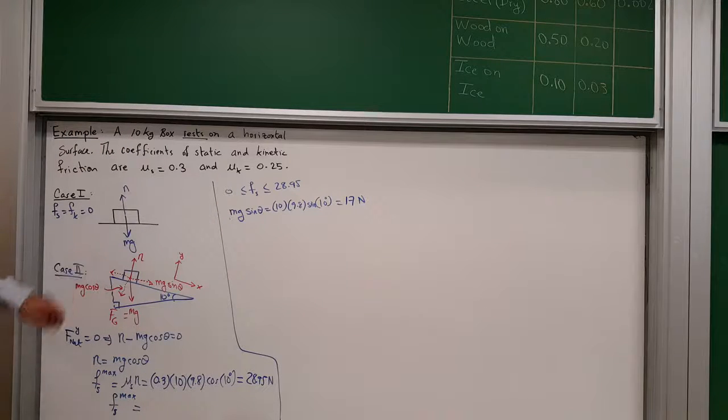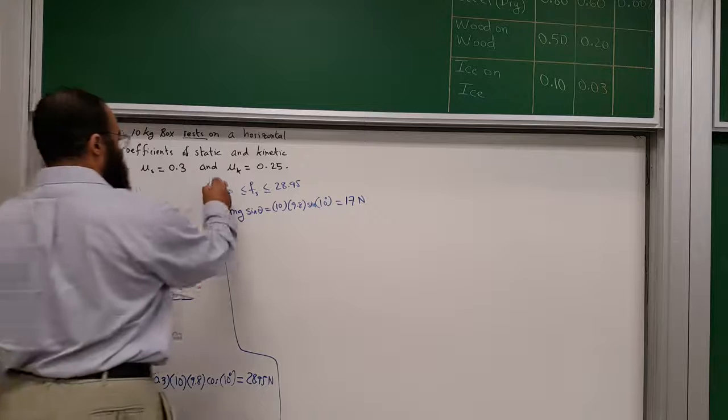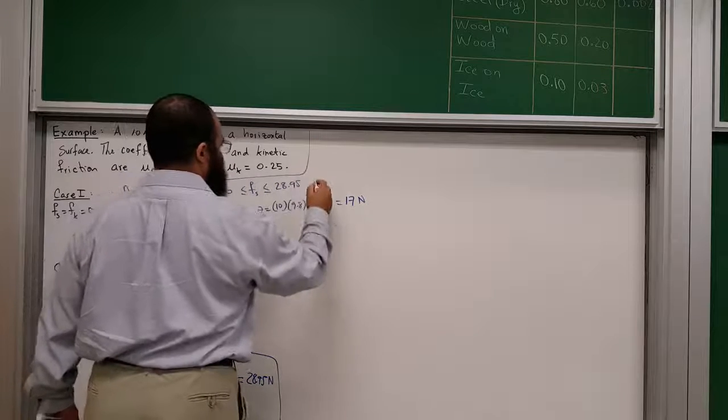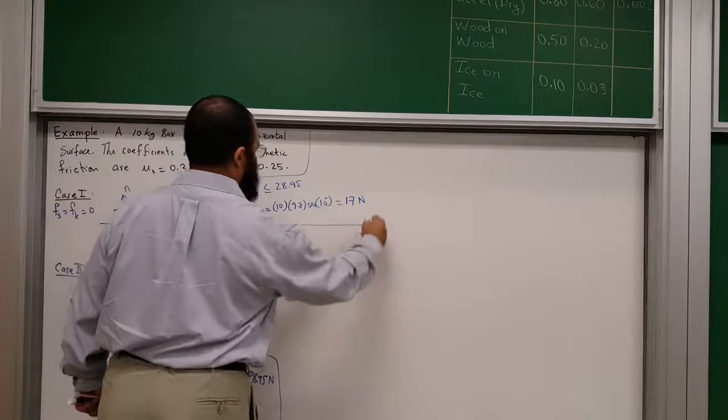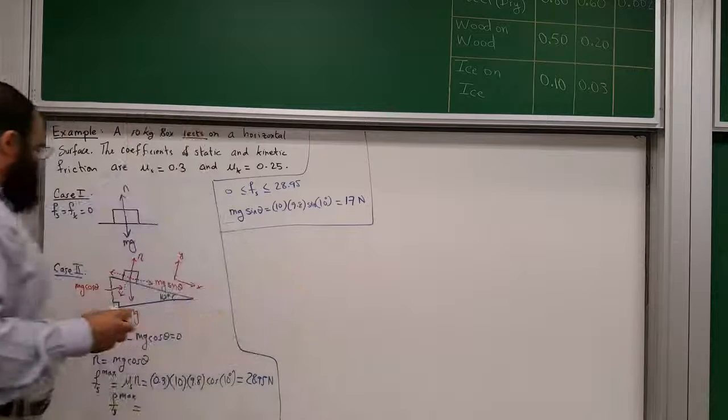So this object still has not moved. So that's okay. All right. So we concluded the object has not moved, and that the acceleration is 0, and everything is okay. So here is the next question.